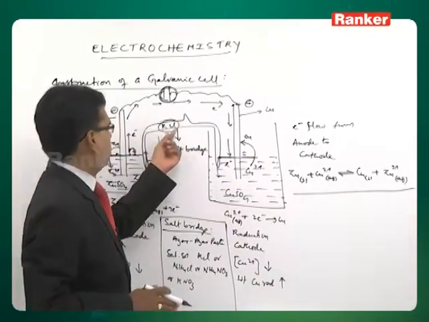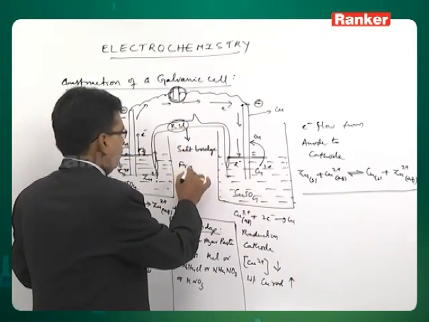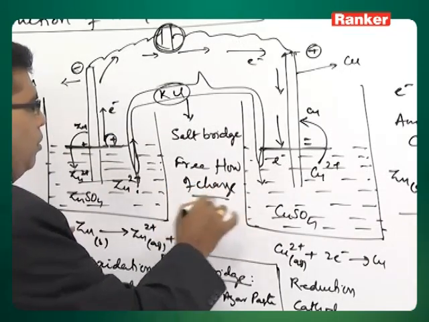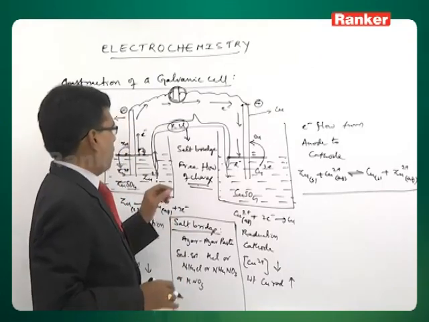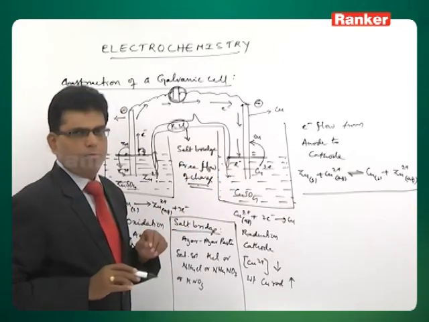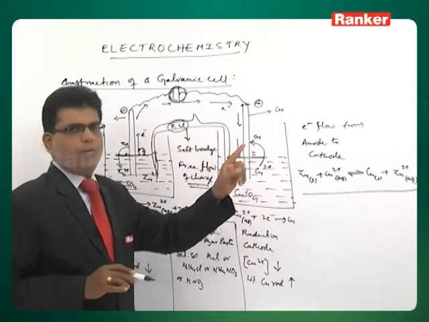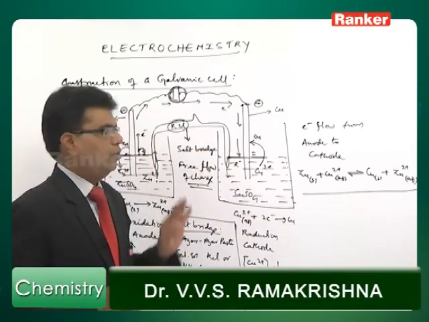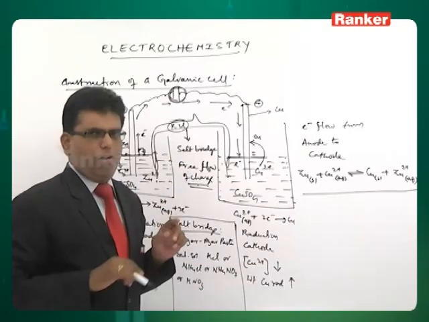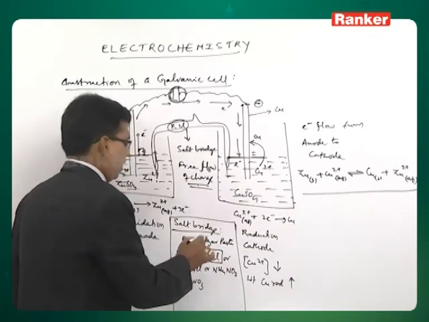So, the salt bridge allows the free flow of charge. The purpose of the salt bridge is the free flow of charge. As a result, neither positive charge nor negative charge will accumulate in any of the half cells, so the cell will keep working. Then how will it allow the free flow of charge? Here we take an electrolyte like KCl.